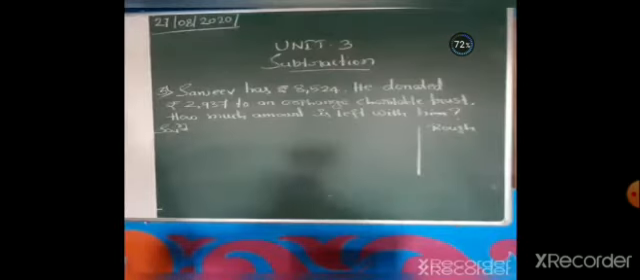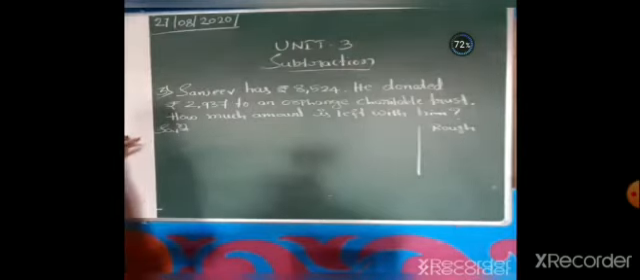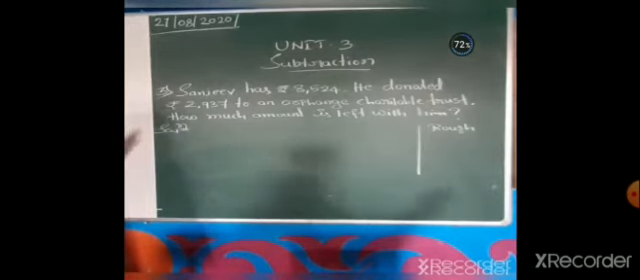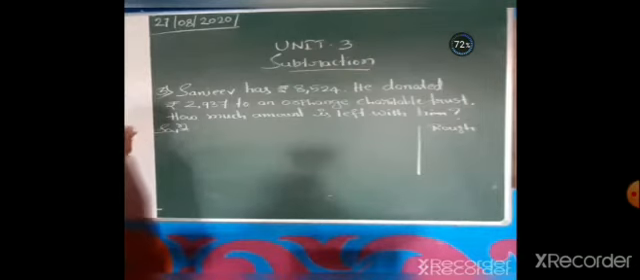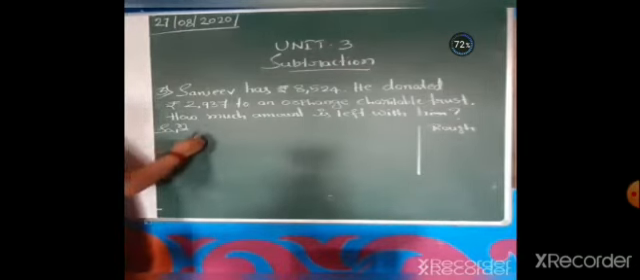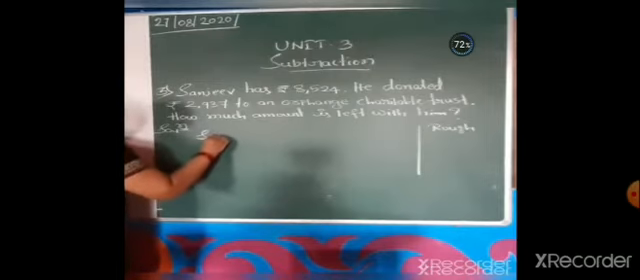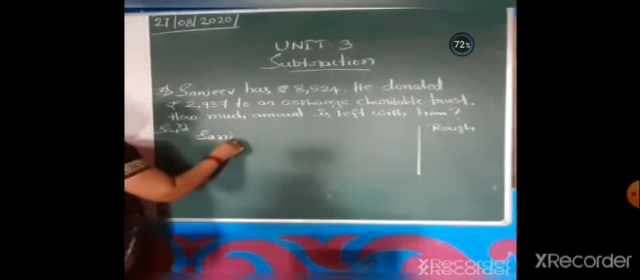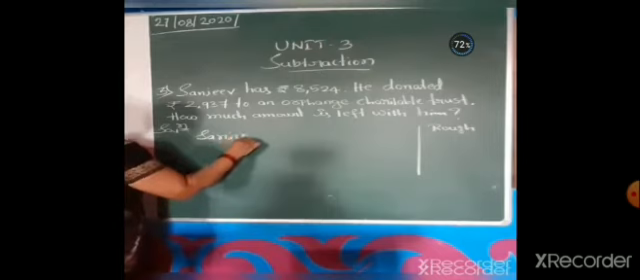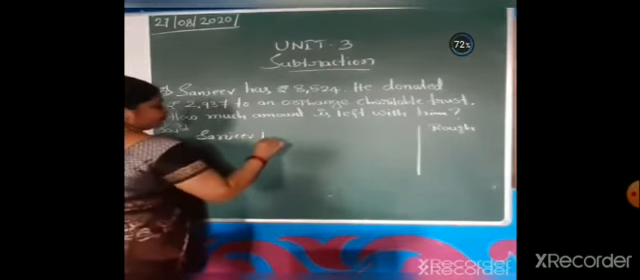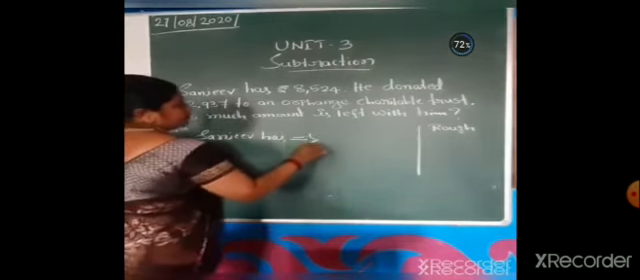Now the last one, the third one. Sanjeev has 8524 rupees. He donated 2937 rupees to an orphanage charitable trust. So what does orphanage mean? Okay. That is one of the trusts. In that trust they gave the amount.